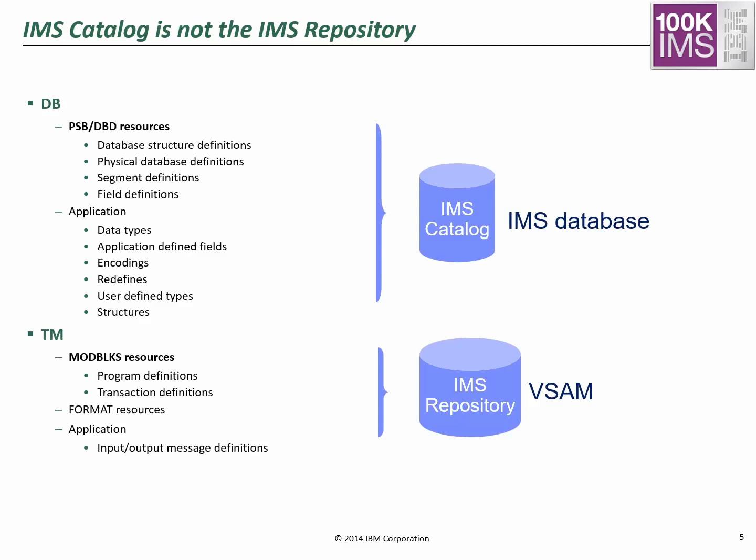The IMS repository, on the other hand, is stuff you would use for your MODBLKS gen, right? Your program definitions, your transaction definitions, your application input-output messages. That sort of information will go in the repository, right? So the catalog is database or PSB-related metadata. It's an IMS database. The repository is your MODBLKS resources, your application input-output messages, and it's a VSAM data set. So right up front, I want to make that very clear. The IMS catalog is not the same thing as the IMS repository. Those are two separate things.